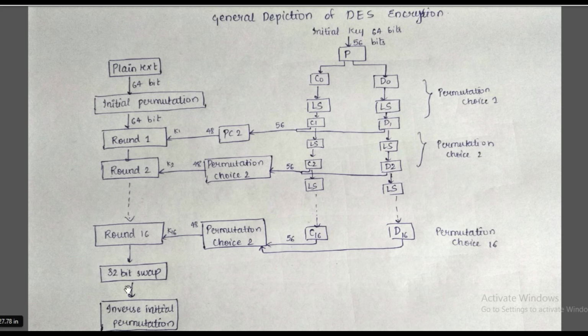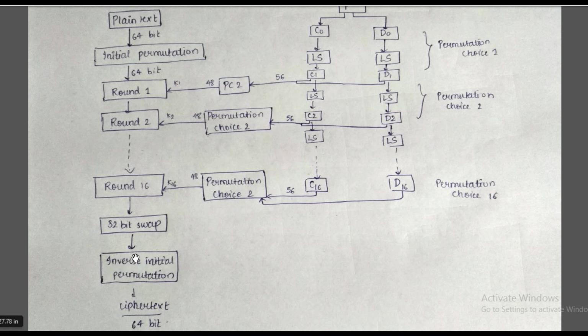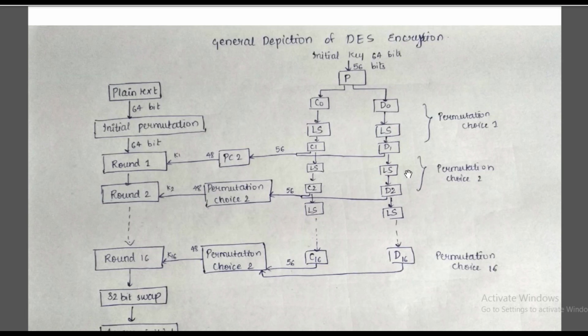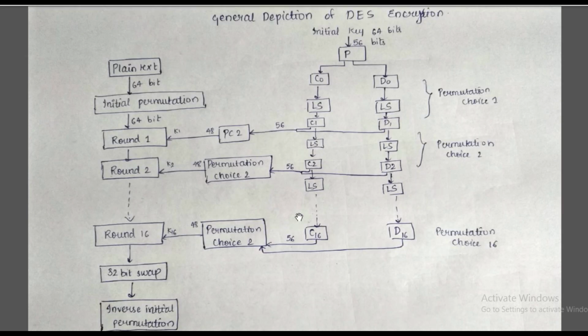and then we perform a 32-bit swap and then the inverse initial permutation to find the ciphertext of 64 bits. You need to note that all these keys will be different. You can see that from 56 bits we have generated 16 unique keys, and this is called permutation choice 1, and for each round it is called permutation choice 2. In this way you can see how DES encryption is performed.